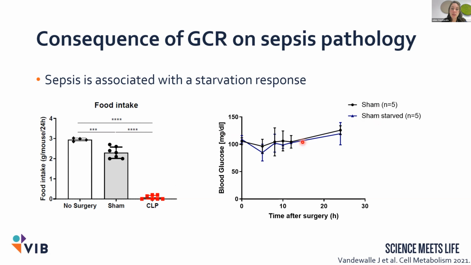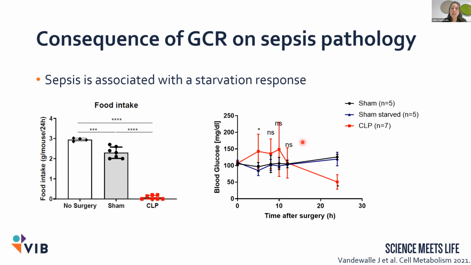However, when we look at the glucose levels of our CLP mice, we can see that there is a severe deregulation in the glucose metabolism of the septic mice. Initially, we have a hyperglycemic response, which is followed by a severe hypoglycemia. So this is actually a deadly hypoglycemia that we see here. So the septic mice are unable to keep their glucose levels at a normal level.